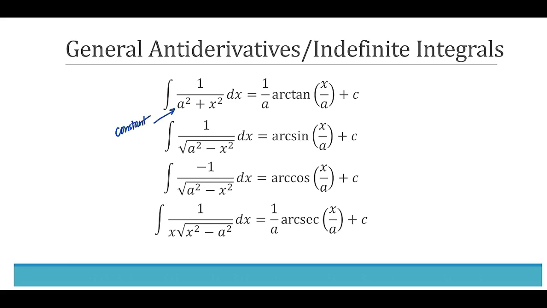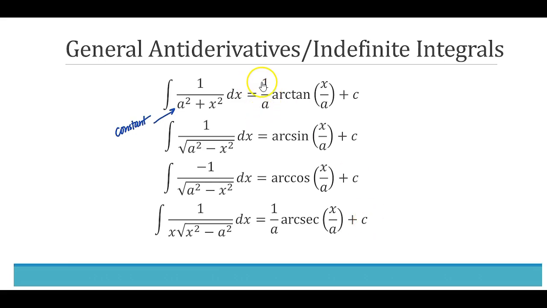If I have the integral of 1 over the square root of a squared minus x squared dx, that becomes arcsine of x over a plus c. If I now have a negative in the integrand with the same denominator, then that ends up being arccosine of x over a. And then finally, I have the integral of 1 over x times the square root of x squared minus a squared dx. That becomes 1 over a arcsecant of x over a plus c.